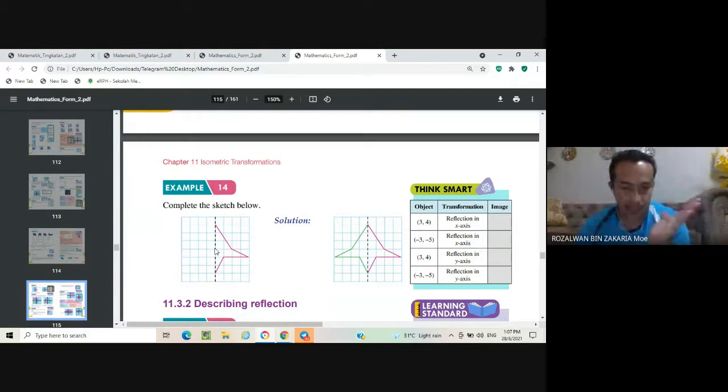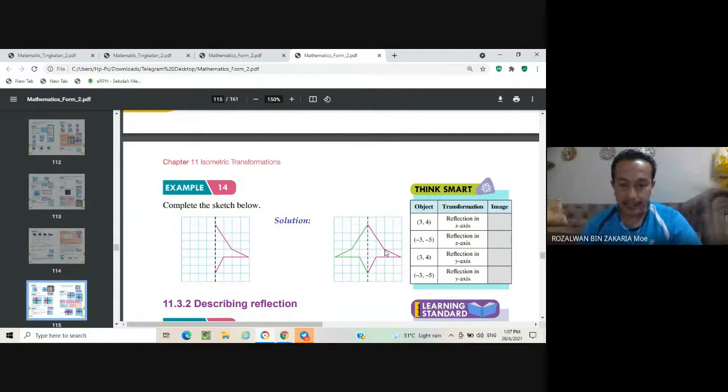That means you also have to calculate a distance of 2 units from this axis of reflection. 1, 2. So this one is the image of this point after reflection. So the point here is one object, and this is its image. You just join this point with this point here, and you will get it like this.